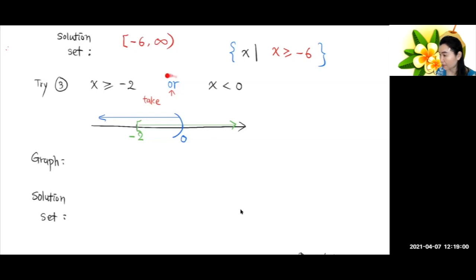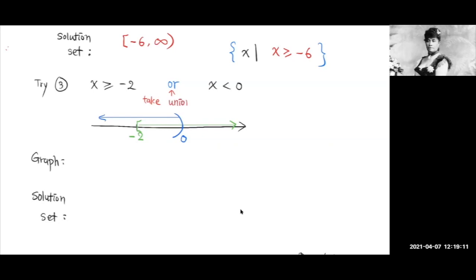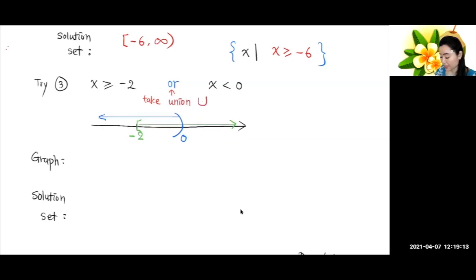Now, because this is OR, do you take the union or the intersection? Union. Yeah, you take the union of that, right? So what happens when you union the green part and the blue part right here? What do you get? It's between -2 and 0. Union means you put them together. We're not talking about intersection. We're talking about the union.